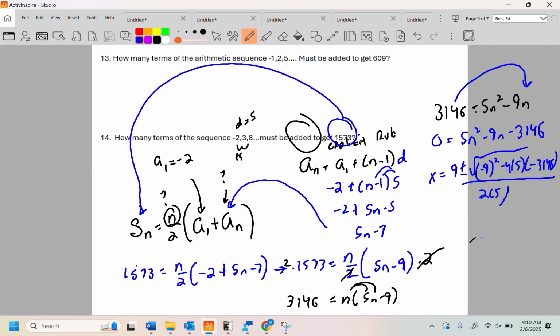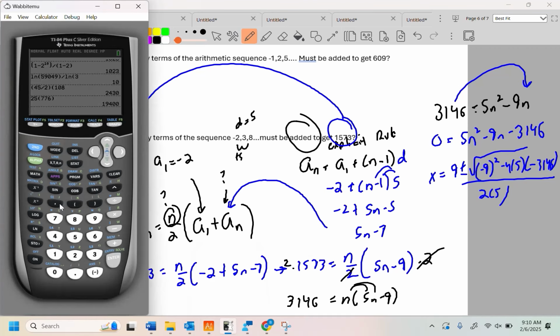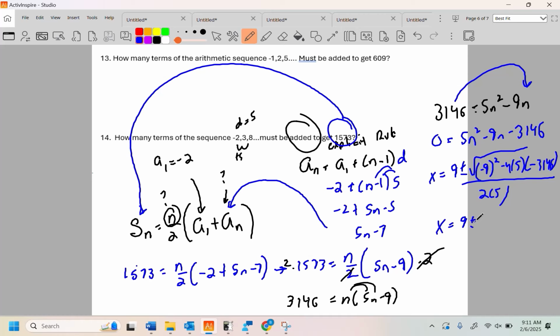So let's see what's in that radical. We have a -9 that has to be squared, minus a 4 times a 5 times a -3,146. And that's what's in the radical. It turns out that has a square root. So 251. So x is 9 plus or minus 251, both pieces over 10.